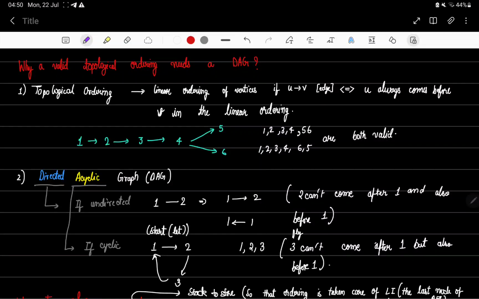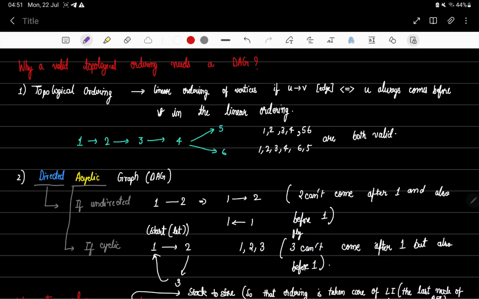Topological sorting, and why do we need a DAG for topological sorts? So topological sorting is a kind of ordering in which ordering of what? Ordering of the vertices of a graph in such a way that if there are two vertices connected by a directed edge, and these are directed edges because we are considering DAGs, directed acyclic graphs. Now if there is an edge between u and v, it should be such that u should always be before v in that linear ordering, whatever linear ordering we'll be giving out, right?